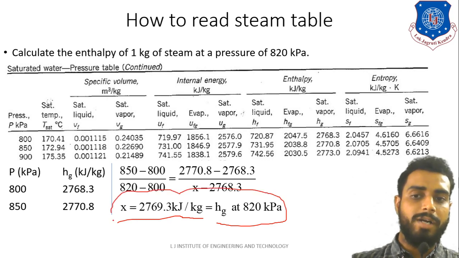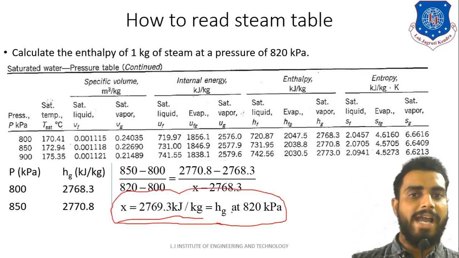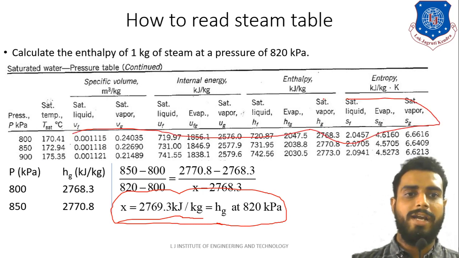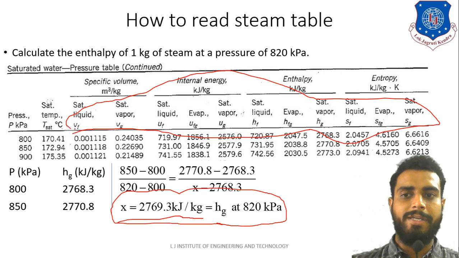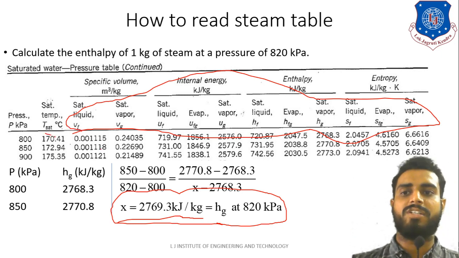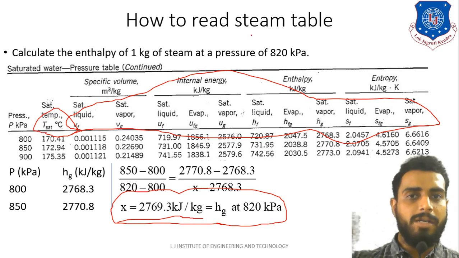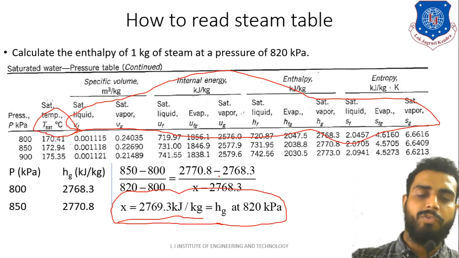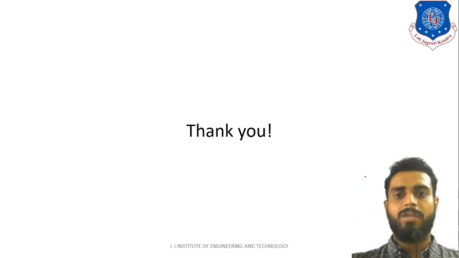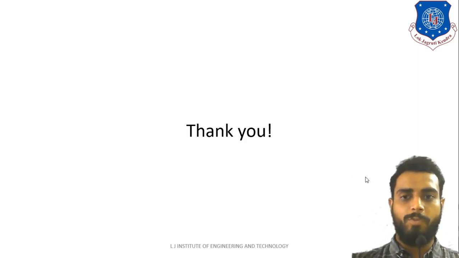So remember, students, using this method you can find any value, that is enthalpy, entropy, internal energy, specific volume or saturation temperature at an intermediate pressure. I hope you are clear with this. Okay, so today we are going to stop at this point. Thank you.